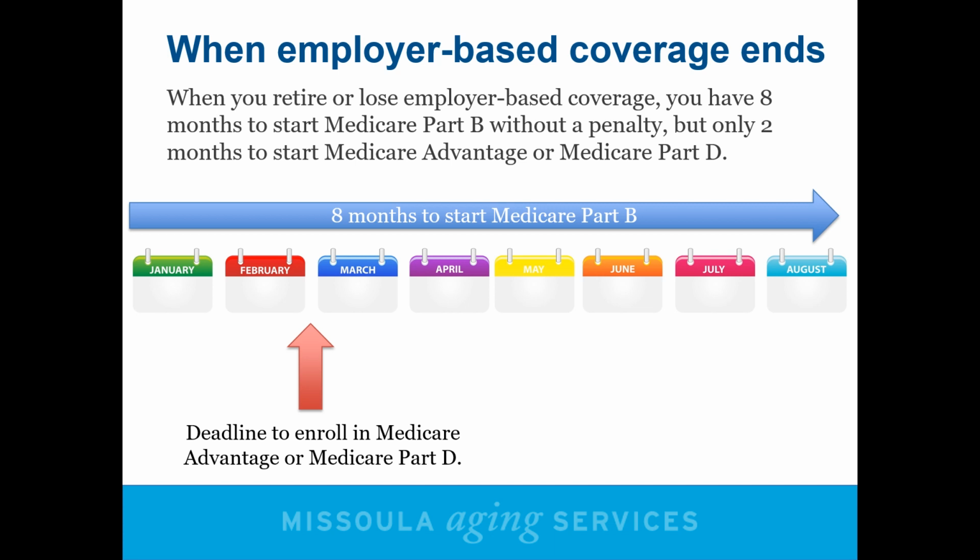When employer-based coverage ends. If you chose to stick with your large employer's health plan instead of starting Medicare Part B right away, you have 8 months. When you find, let's say, a couple years later, you actually do retire, you've got 8 months to start that Part B without a penalty. So just want to be aware of that. Most people are going to want to start it right away because they want to have health coverage. They don't want to go 8 months without any medical coverage.